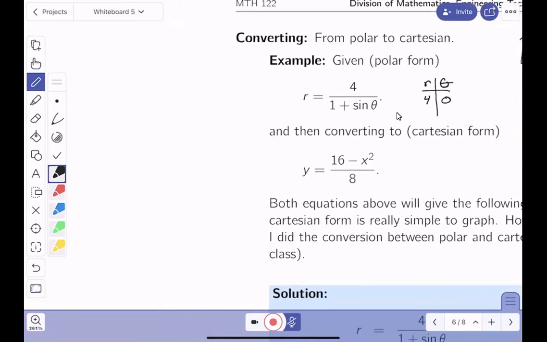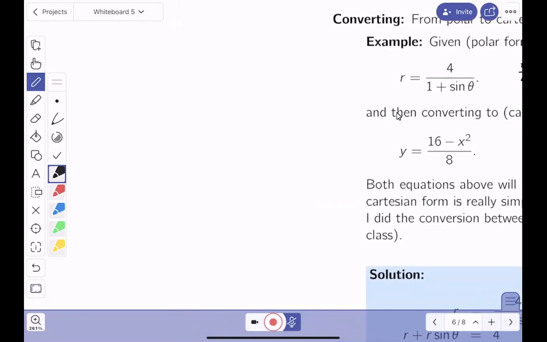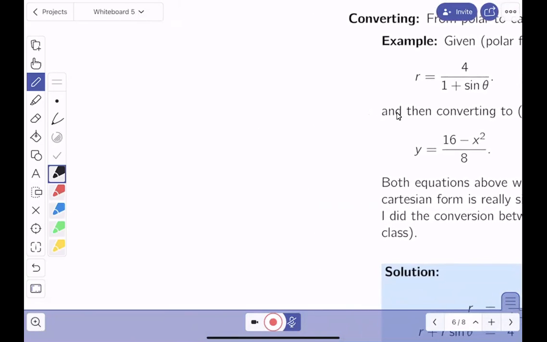So what I want to do is I don't want to put tables down. So what I'm going to do is take a look at the equation, and this is r equals 4 over 1 plus sine theta. All right, this is just to review what you did in Math 120, by the way.